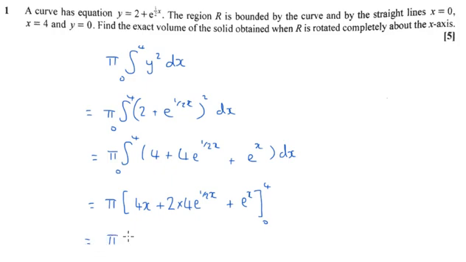So again, leaving the pi outside, substituting the 4 in now. 4 times 4 is 16. Here we've got 8e to the half times 4, so 8e to the 2, 8e squared. And then plus e to the 4. We're going to subtract what we get when we substitute 0 in. So we're going to get 0 from this one. e to the 0 is 1, so we're going to get 8 from that middle term. And e to the 0 is 1, so we're going to get a 1 from there.